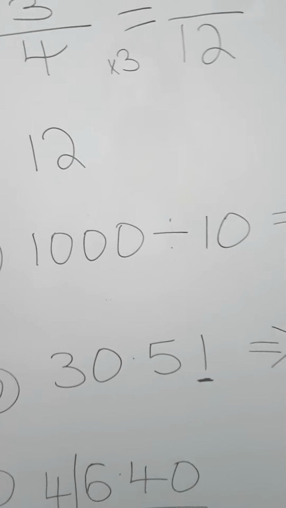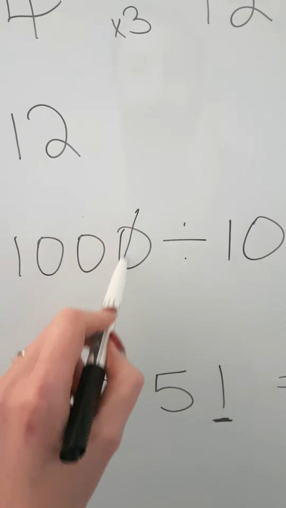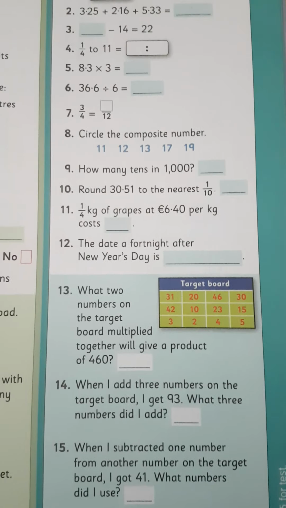So if you're asked how many tens in a number, really you are dividing by 10. And as we know, when we're dividing something by 10, we can just knock off a 0. So the answer is 100.